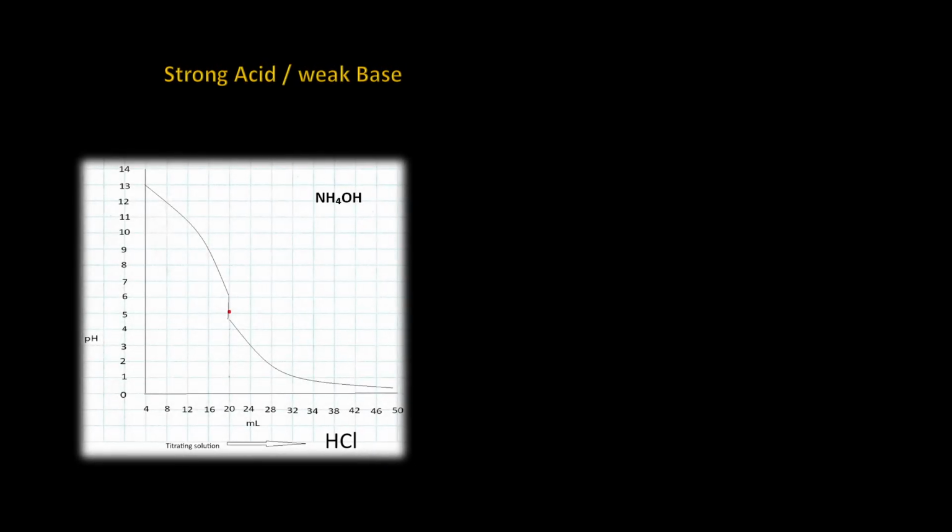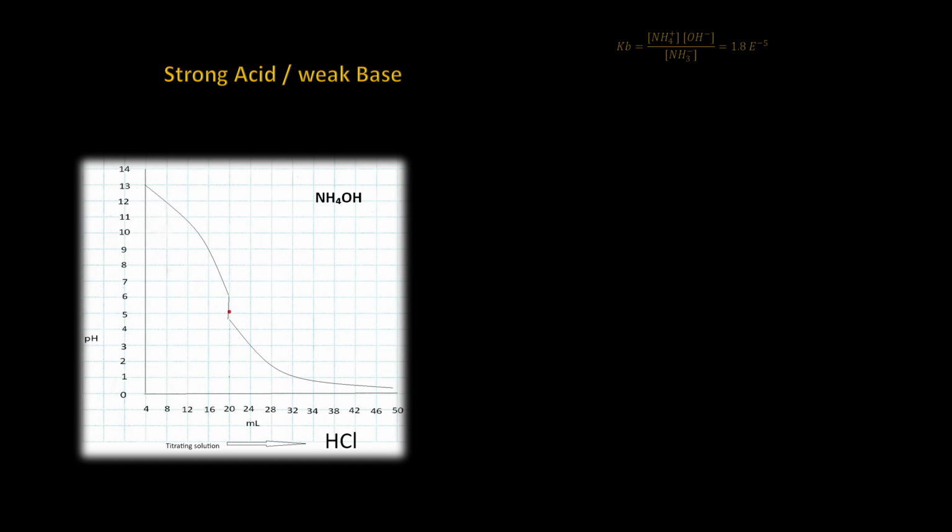Now let's examine a titration of a strong acid and a weak base, where hydrochloric acid is titrated with a solution of 0.1 molar ammonium hydroxide. Adding ammonia, NH3, to water, the product becomes ammonium hydroxide in solution, NH4OH. The Kb for ammonia is 1.8 times 10 to the minus 5. The Kb value represents the extent that the ammonium hydroxide dissociates into the ammonium ion and the hydroxide ion in water.